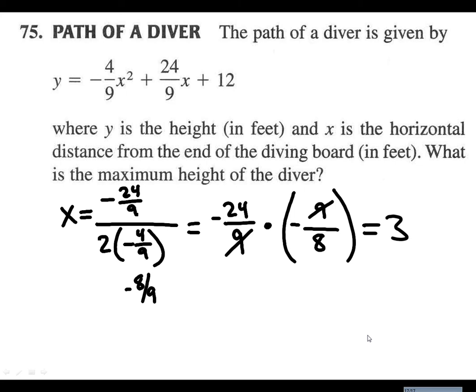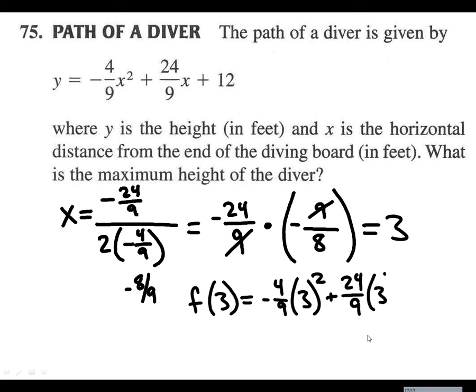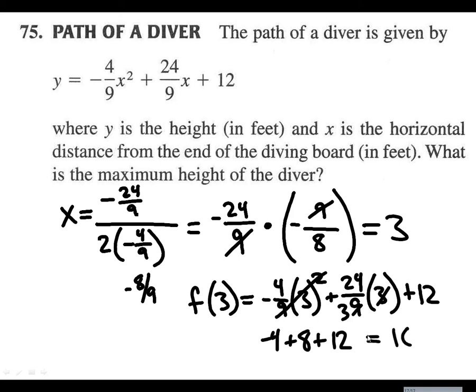We want the maximum height of the diver, so we want the y value. So we're going to need to go back in and solve if x is 3. So negative 4 over 9, 3 squared, plus 24 over 9 times 3 plus 12, and they made the numbers nice and easy for us. 3 squared is 9. That cancels out. We have negative 4. 3 divided by 9 leaves a 3 on the bottom. 24 divided by 3 is 8, and then plus 12. Negative 4 plus 8 is 4, plus 12 is 16, and that's what you should have gotten for your final answer.